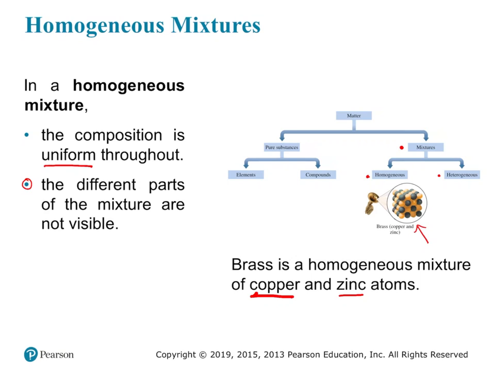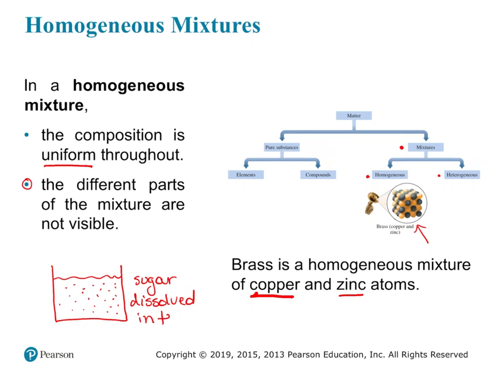Another example of a homogeneous mixture that we might relate to more is, for instance, a cup of tea with sugar in it. If you have a cup of tea with sugar in it, the sugar is dissolved, so it's kind of spread throughout. And it might be really hard to tell that there's any sugar in your tea. So that's another example of a homogeneous mixture, where there are two or more components, but you can't actually tell the difference between them. So I'll put sugar dissolved in tea.